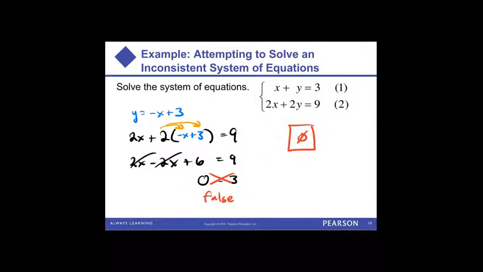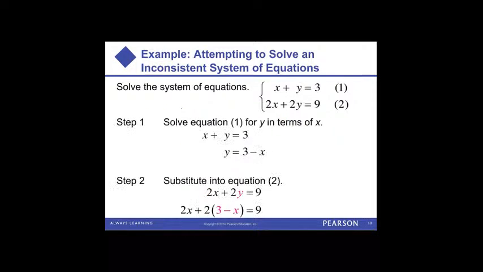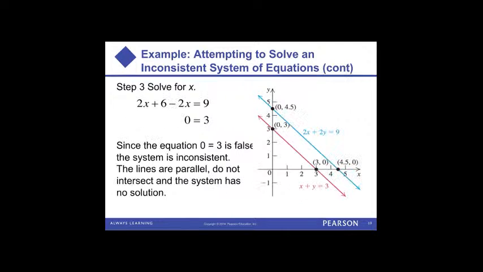Right? So there's nothing that's going to work. Again, our variables cancel, and we finish with a false statement. This is an example of a contradiction. Here's a type version of what we did. If we were to graph both of those lines, we would see that they're parallel lines, and they'll never cross, so there won't be any solution.